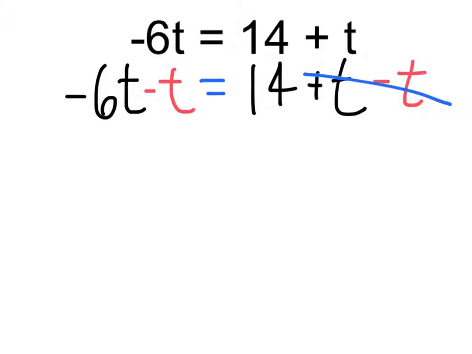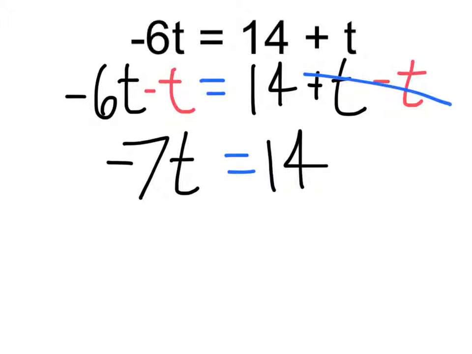So all that we're left with on the right side is 14, and 14 is equal to what? Negative 6t minus t is going to give us negative 7t. All right, so I know that, in other words, this is negative 7 times t.